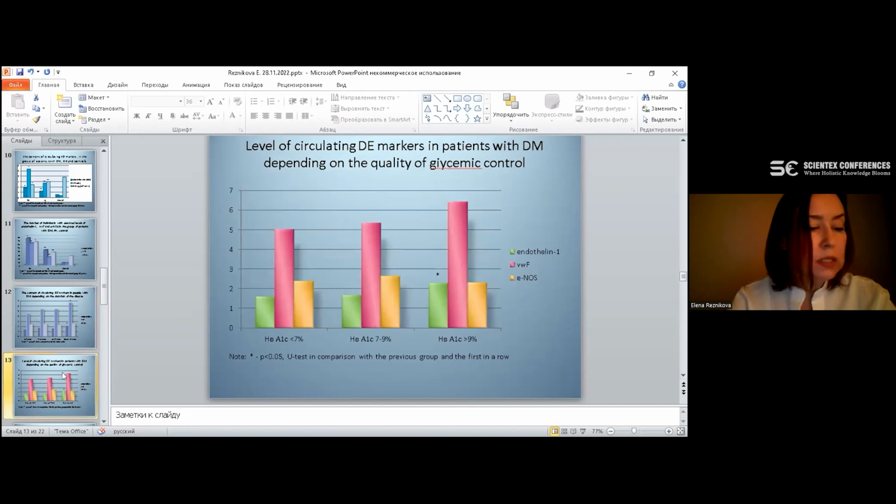The increase in the level of glycated hemoglobin was most associated with raised endothelin-1 in the blood of diabetic patients. A significant increase in the level of endothelin-1 was associated with a progressive deterioration in the quality of glycemic control.